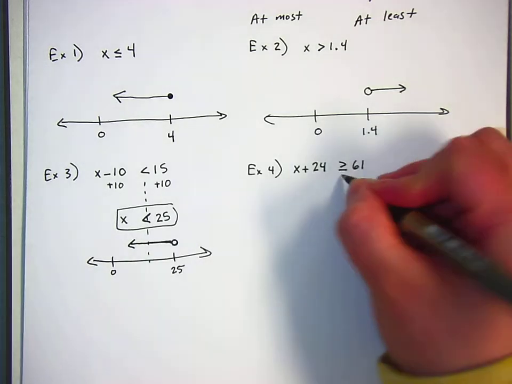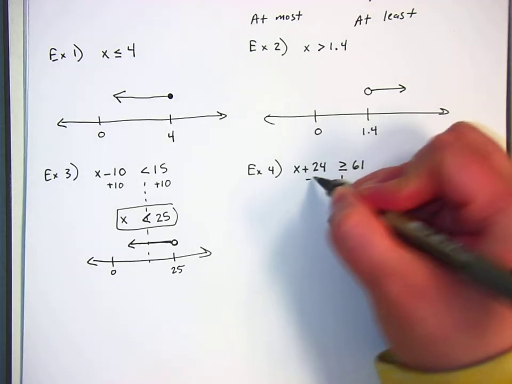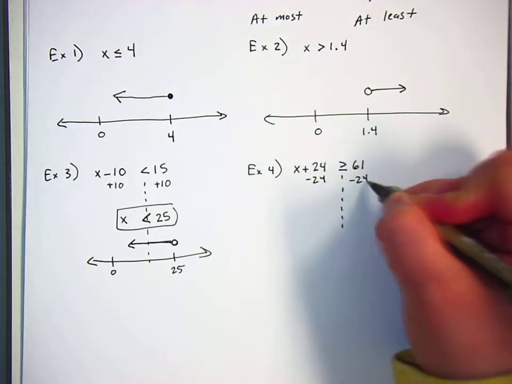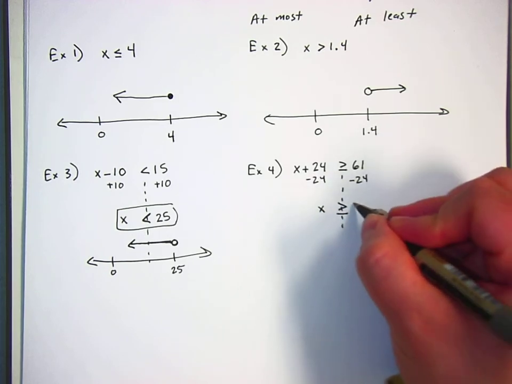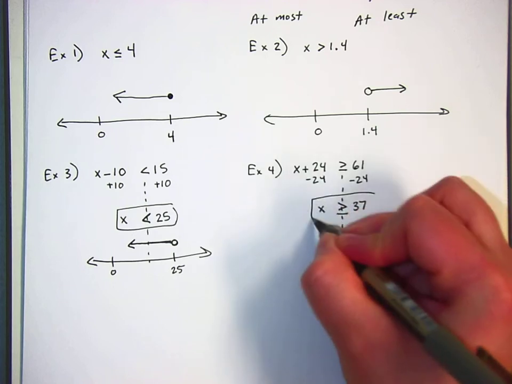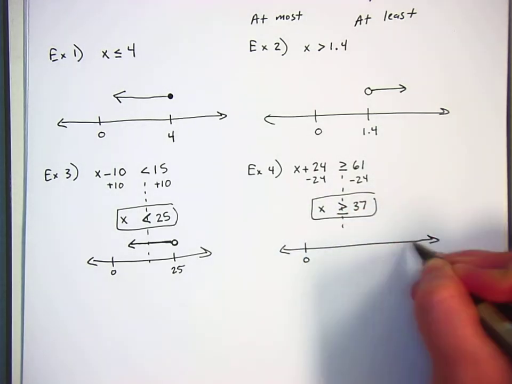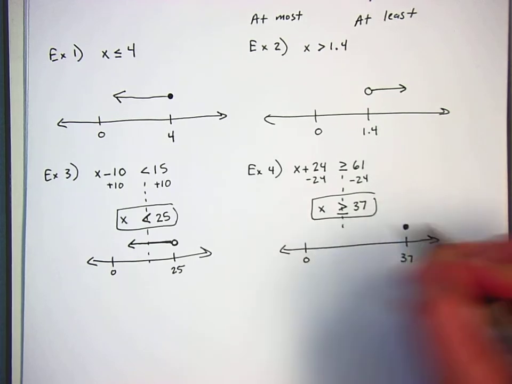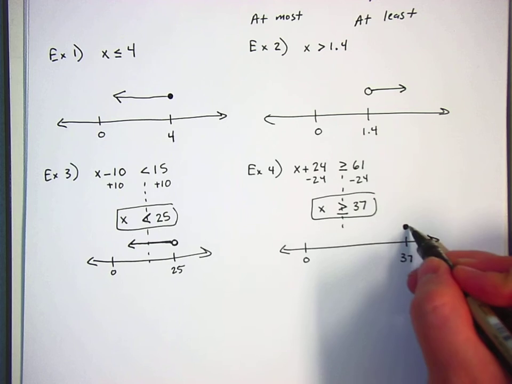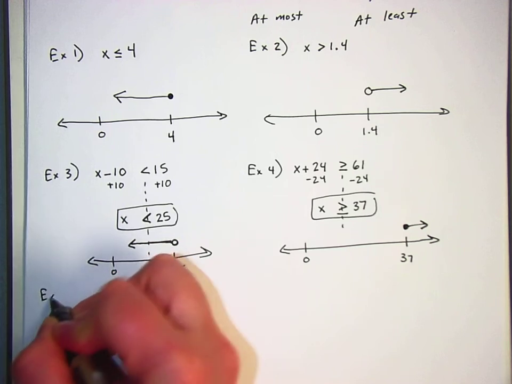All right, I'm assuming you did it. So to get rid of this plus 24, I'm going to subtract 24 on both sides. I get x is greater than or equal to 37. That's my answer. Put it on a number line. Here's 0, here's 37. It is a closed circle because of that equal to, and then it's greater than, which means that it goes this way.